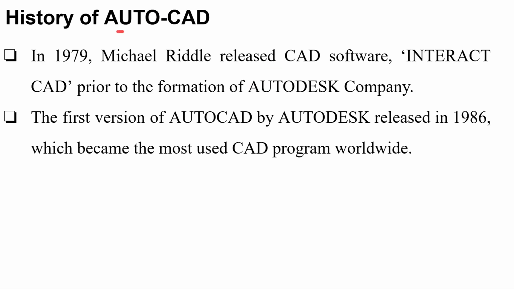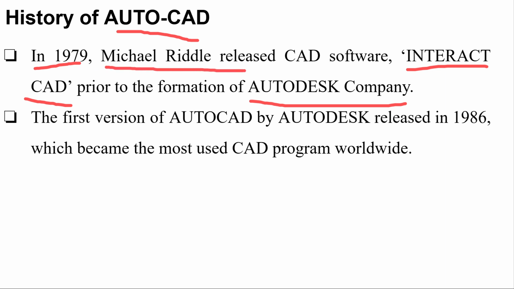Okay, then, before AutoCAD, Autodesk developed Interact CAD. Interact CAD was the first version developed by the Autodesk company prior to AutoCAD. The Interact CAD was developed in 1979 by Michael Riddle. Later the Interact CAD was renamed AutoCAD by the Autodesk company in 1986. So AutoCAD is the most widely used CAD software worldwide.